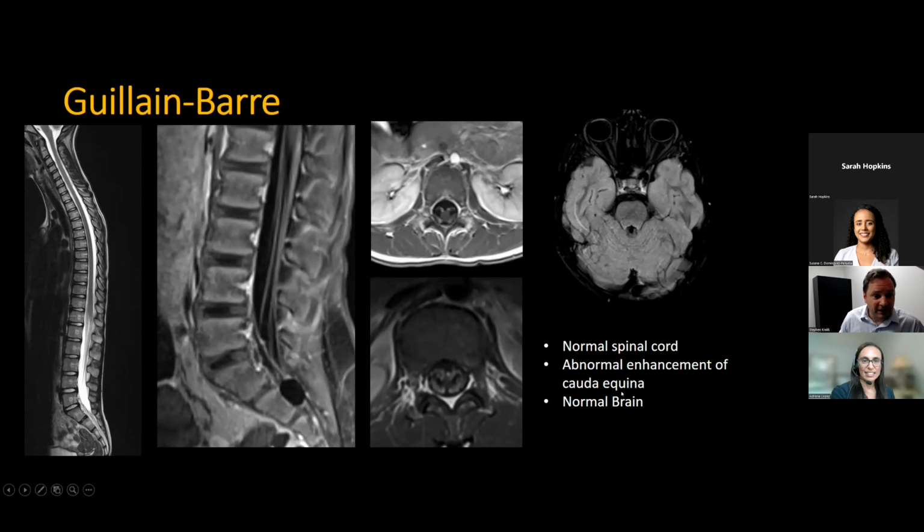This was Guillain-Barré. So this is what I would like to see for Guillain-Barré, really no spinal cord abnormality. You can have some cranial nerve enhancement in Guillain-Barré, Miller-Fisher variant, but really that's kind of it. You shouldn't have that cord signal pattern that we see with AFM.